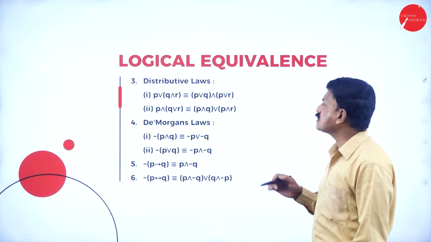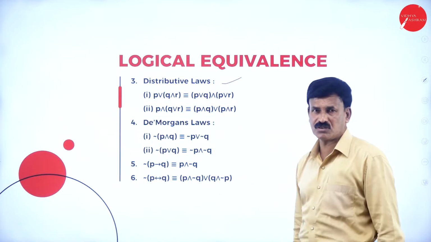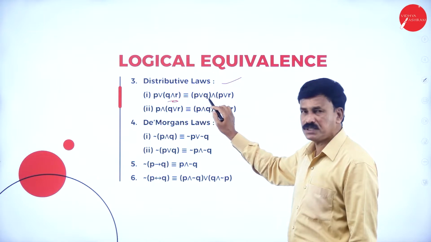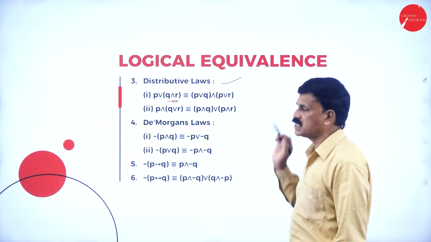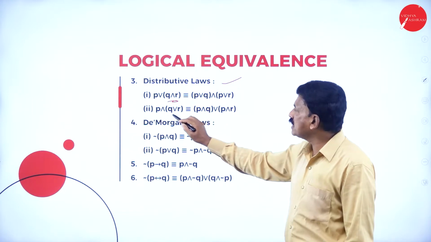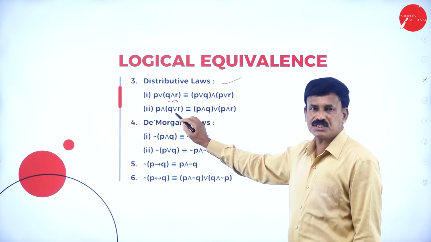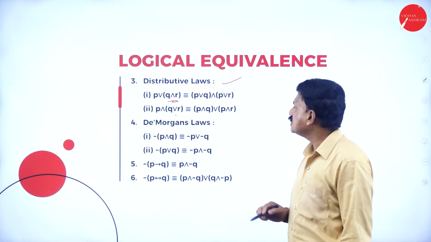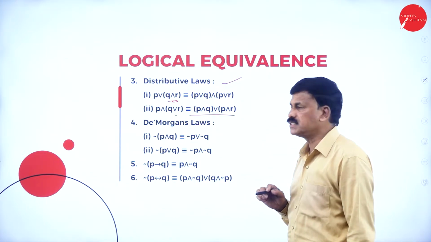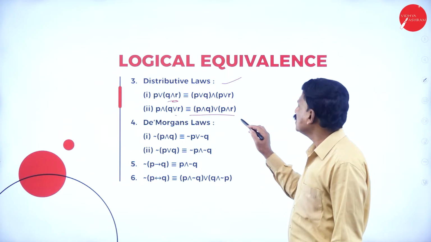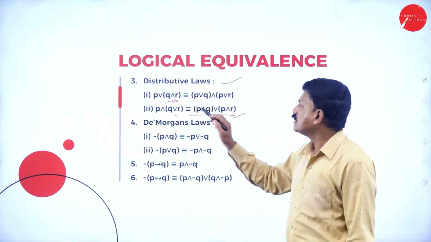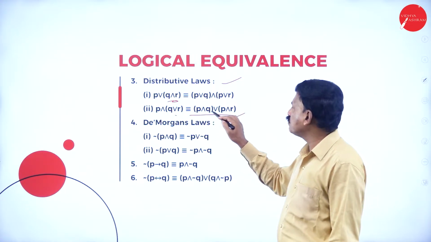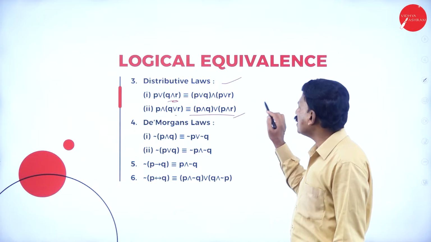Now let us come to the next one, the distributive law. In case of distributive laws, P disjunction (Q conjunction R) is logically equivalent to (P disjunction Q) conjunction (P disjunction R). Similarly, P conjunction (Q disjunction R) is logically equivalent to (P conjunction Q) disjunction (P conjunction R). That is, P and (Q or R) is logically equivalent to (P and Q) or (P and R).